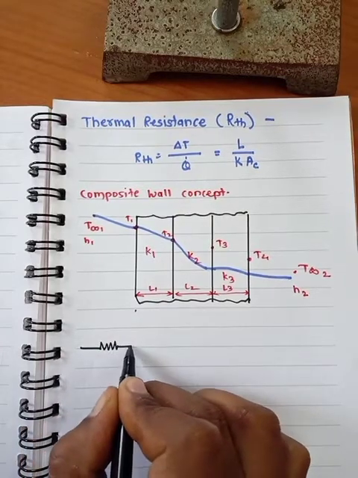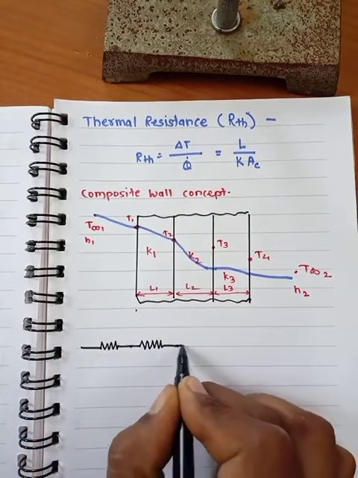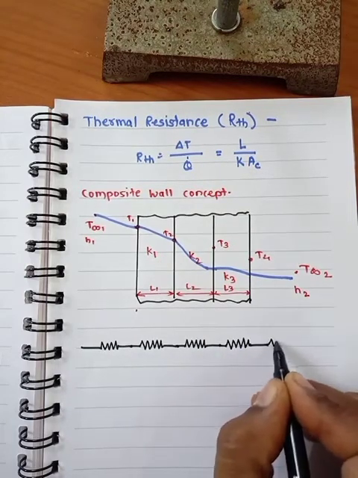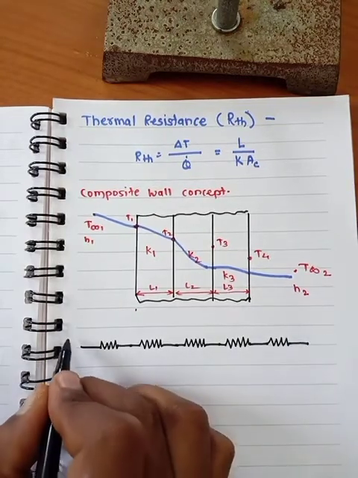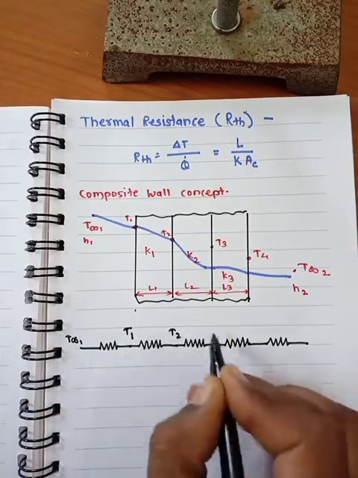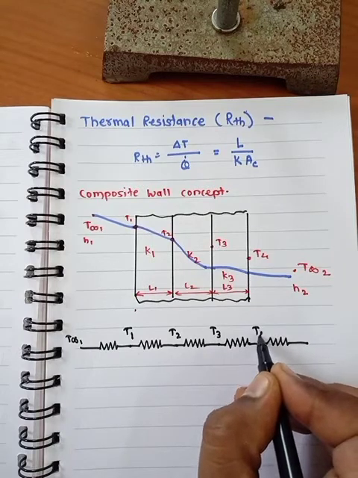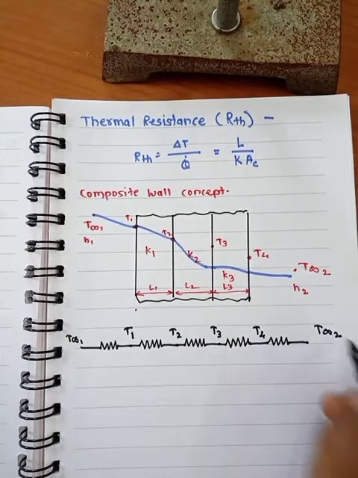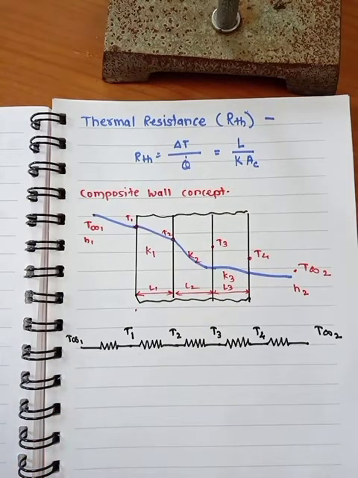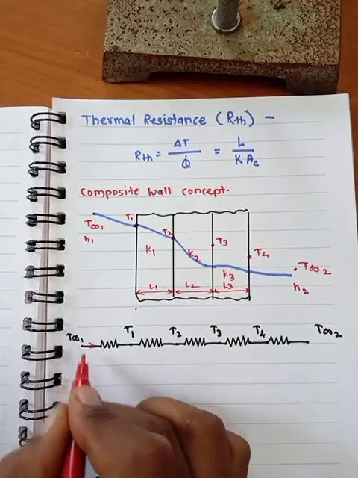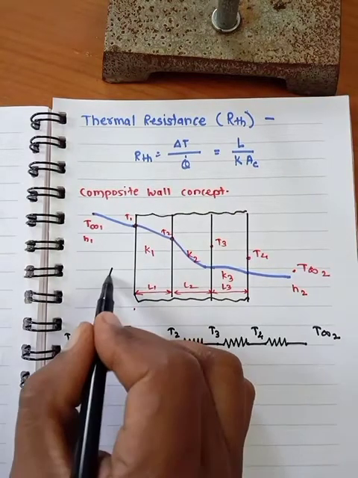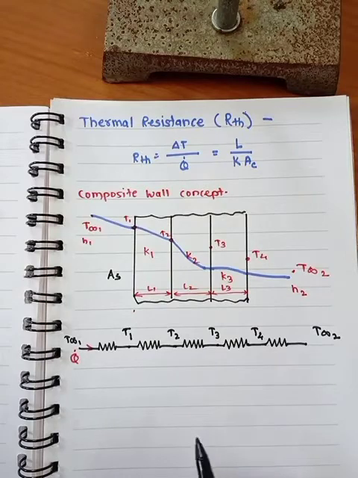This is first, second, third, fourth, and last is fifth. So the temperature changes from T infinity 1, T1, then T2, T3, T4 and last T infinity 2. The heat transfer we are getting is indicated as Q dot. The surface area of the wall we will consider here as A_S, a constant for all layers.